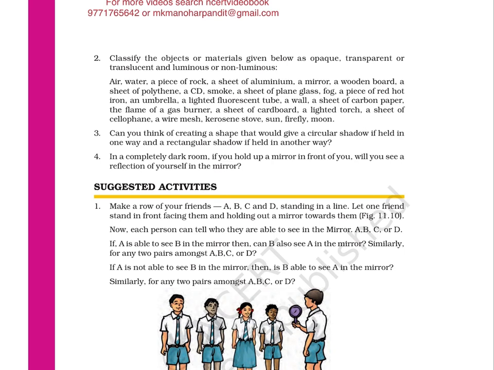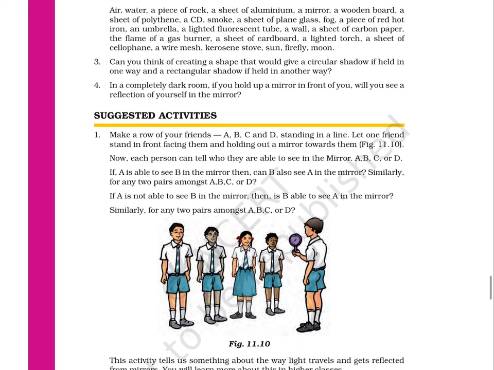3. Can you think of creating a shape that would give a circular shadow if held in one way and a rectangular shadow if held in another way? 4. In a completely dark room, if you hold up a mirror in front of you, will you see a reflection of yourself in the mirror?